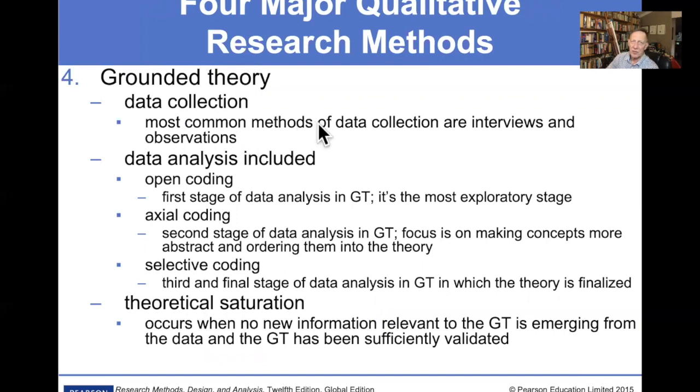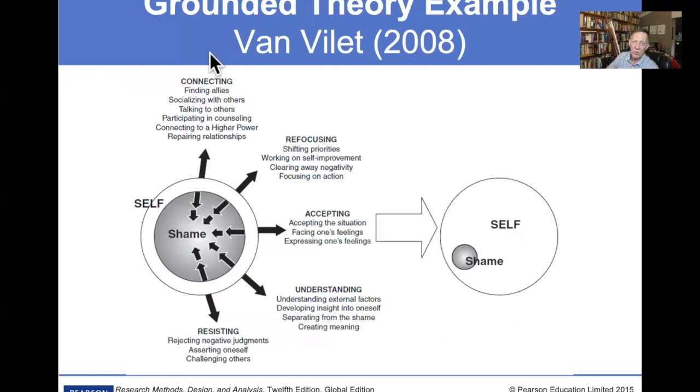Data collection: the most common methods are interviews and observations. Data analysis includes open coding, which is the first stage of data analysis in grounded theory. Open coding means that you read through the data, see there are themes involved, and then assign codes to those themes. You'll quickly see that what people talk about falls into these different themes. So open coding assists you to assign the information to one of the themes.